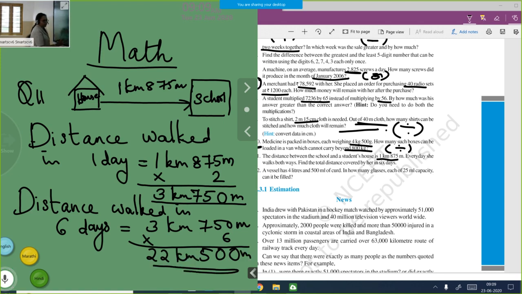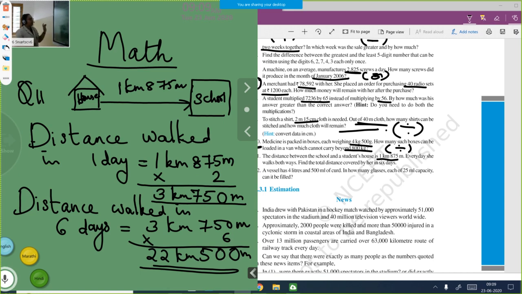You had to make it in a working column. Teacher wrote it here only. Teacher got the answer 22 kilometer 500 meter. You have to check it, children, whether that is correct or wrong. You check the answer, you also multiply, don't see the answer first. First do it yourself and recheck the answer with the board answer, okay children?